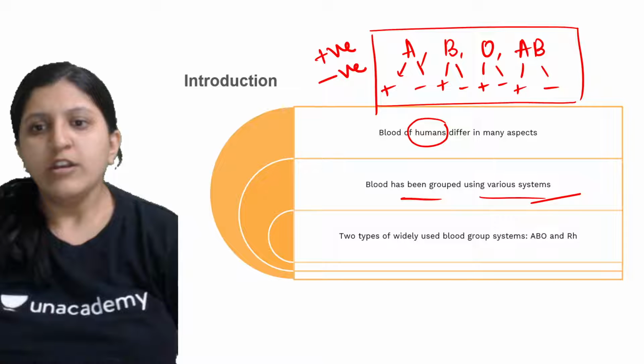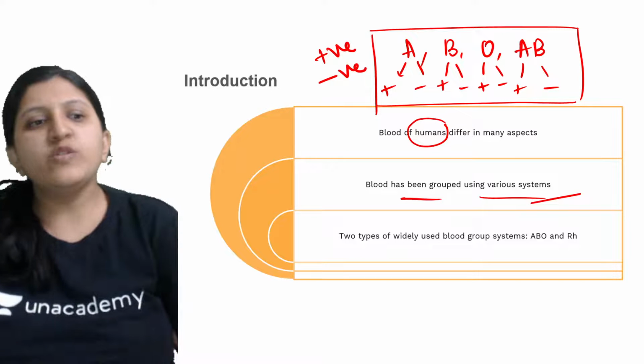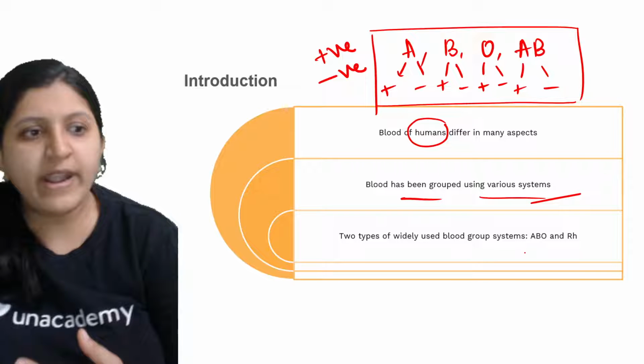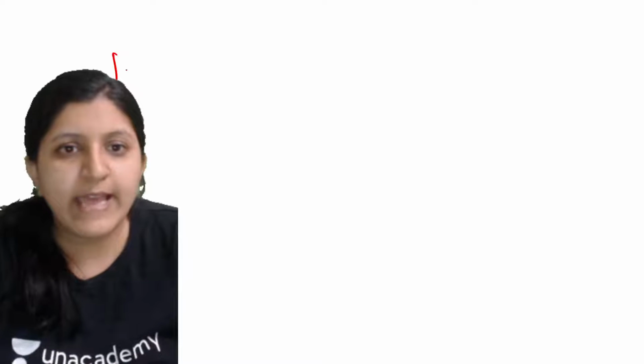Two types of widely used blood group systems are there: the ABO and the Rh type of blood group. Now, when we mention the ABO type of blood group, let's see the ABO blood grouping. I'll explain.